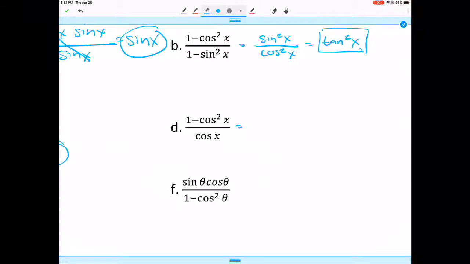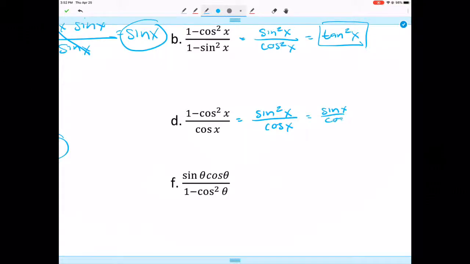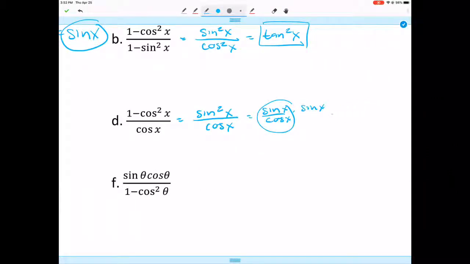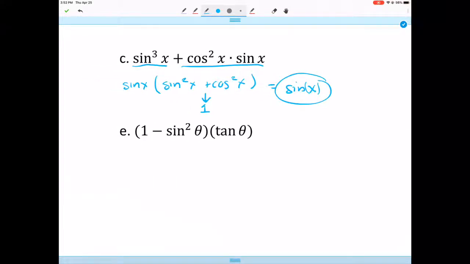All right, next one. We have 1 minus cosine squared of x. Looking at this, that tells us that that is sine squared of x divided by cosine of x. This would be the same as sine of x over cosine x times sine of x. This is tangent, so we could get tangent x times sine of x. Here we have 1 minus sine squared of theta. That would be cosine squared of theta times tangent of theta.